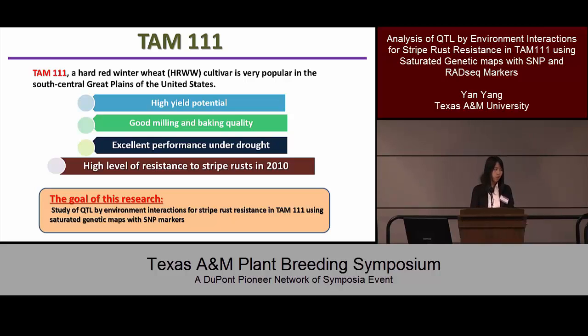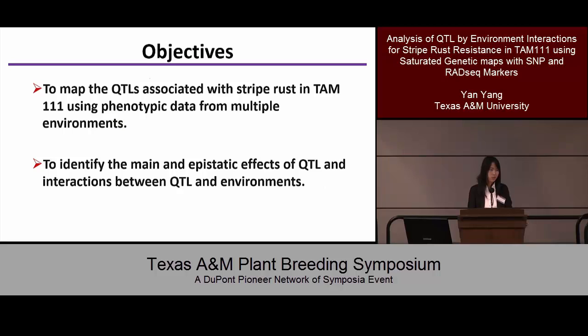So the goal of my research is to study the QTL by environment interactions for stripe rust resistance in TAM 111 using the saturated genetic map. My objective has two parts. First, to map the QTLs associated with this resistance using the different phenotypic data across the different environments. Second, we want to identify the main and epistasis effects of the QTLs and the interaction between these QTLs and the environment.